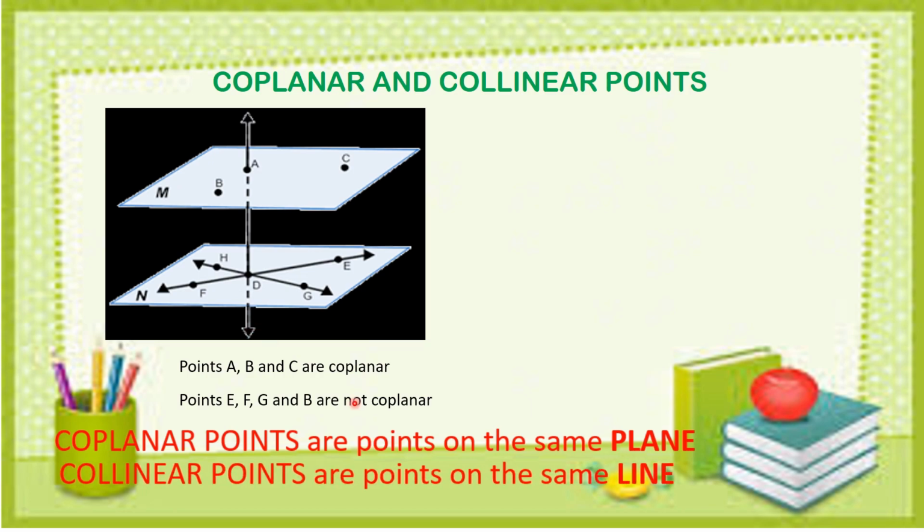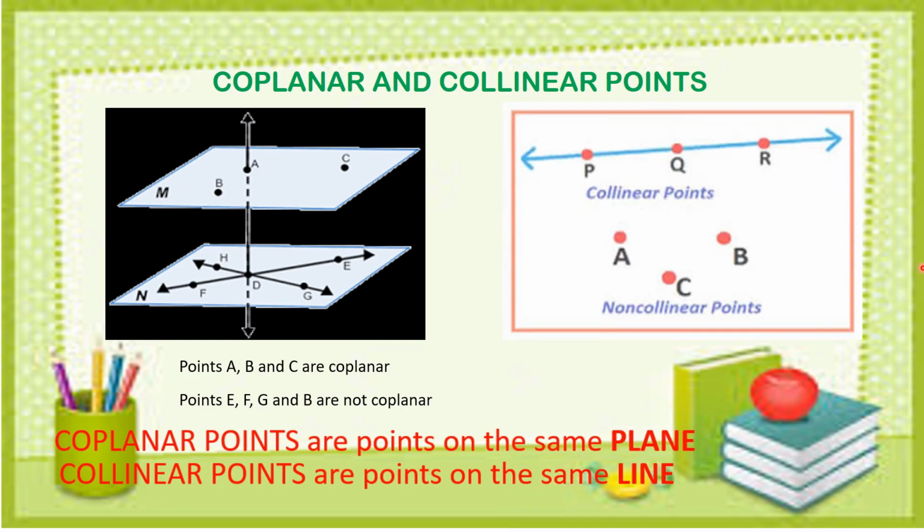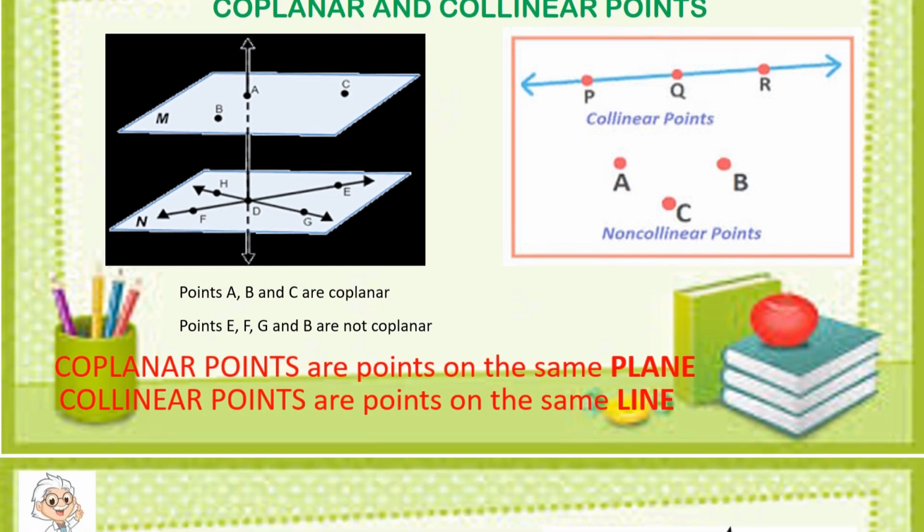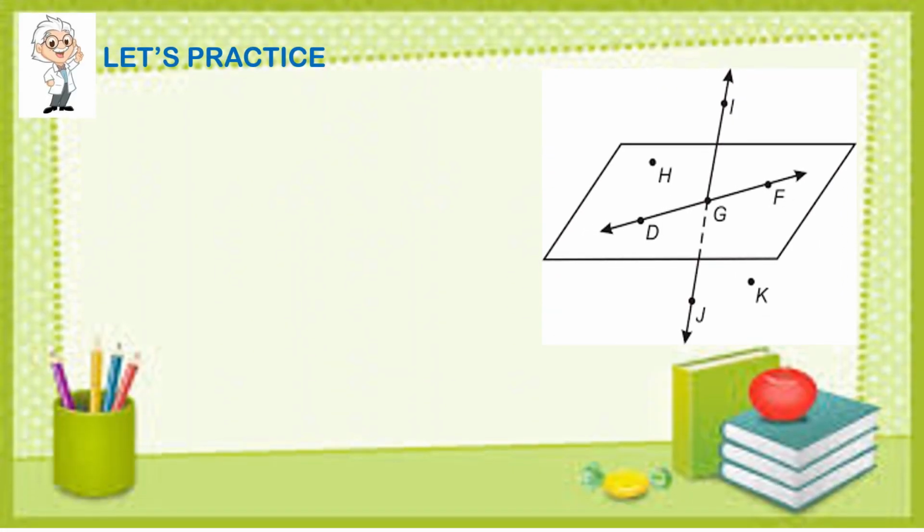How about collinear points? Collinear points are points on the same line. So take note, coplanar points on the same plane. Collinear points are on the same line. So as we see in the figure, points P, Q, and R are collinear points. And points A, C, and B are non-collinear points. Let's practice once more.